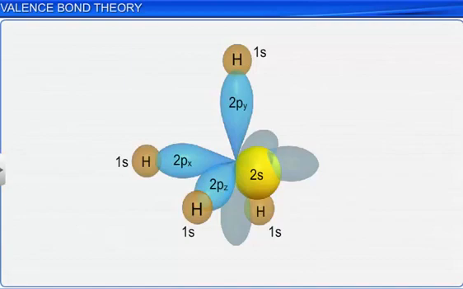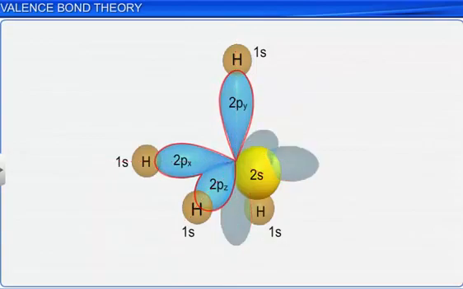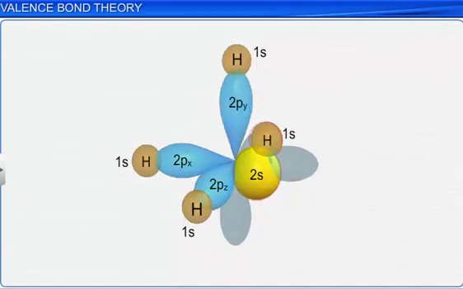We know that p orbitals lie perpendicular to each other. Hence, the three C-H bonds in the methane molecule are expected to be oriented at 90 degrees to one another. The 2s and 1s orbitals of carbon and hydrogen can overlap in any direction, since they are spherically symmetrical. Thus, the direction of the fourth bond cannot be ascertained. This means that all the four C-H bonds in methane are not identical.